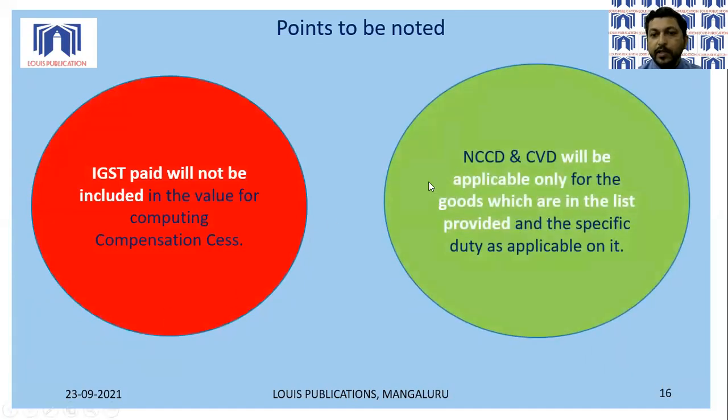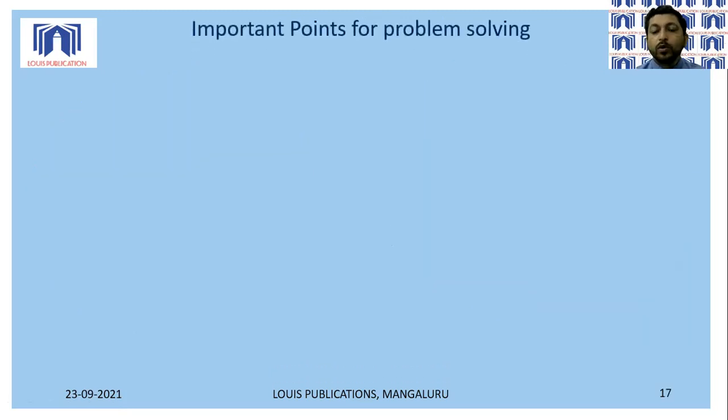Second, as I mentioned, NCCD and CVD, countervailing duty, will be applicable only for goods which are in the list provided, and the specific duty as applicable on it. NCCD and CVD are not applicable on all items. It is applicable only on specific items. If the name of the product is mentioned, and if that product falls in the list of NCCD leviable and CVD, only then it is to be calculated. Otherwise, NCCD and CVD can be skipped, because such products which are not in the list are not NCCD-able or CVD-able, you can say.